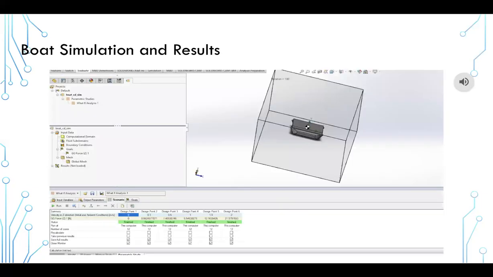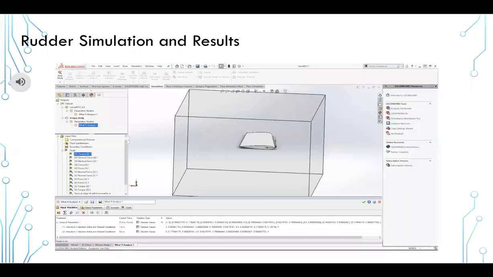This is one example of the simulations run of the boat assembly. As you can see, it only includes the bottom half of the boat that is submerged underwater, with varying velocities. The force in the opposite direction of the flow was the main result of the simulation. The figure shows a simulation example run of the rudder. It contains varying angles of attack and wind velocities.